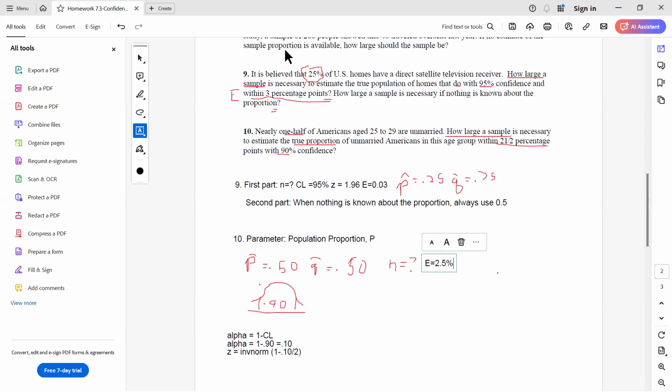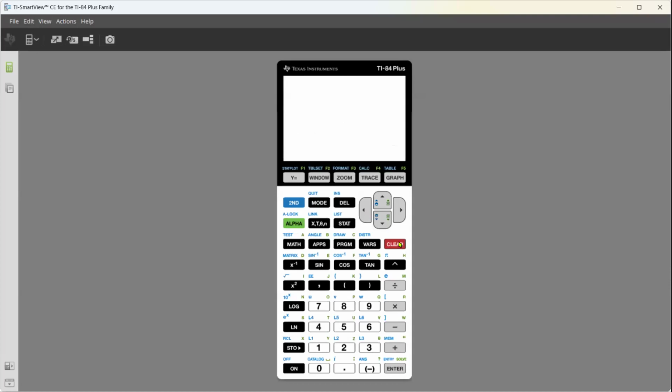Now, what I'm going to do is come over here and show you a couple of things on the calculator. One of them is this 2.5%. Now, remember, if this is a percent, even though it has a decimal in it, it's not a decimal yet. So 2.5% means you divide this by 100. So your error is going to be 0.025. Don't forget that, okay? Error here is 0.025.